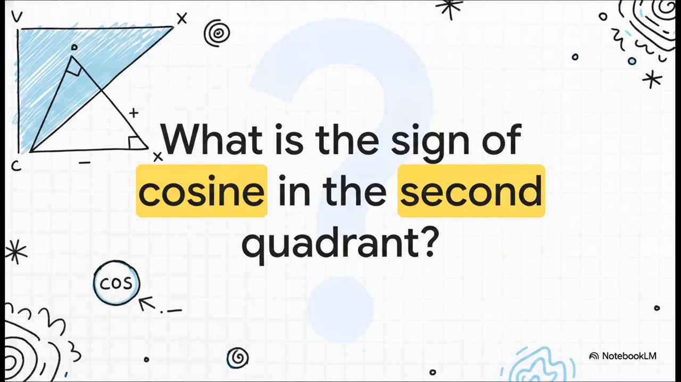All right, let's do a quick pause check to test your recall on those coordinate rules we just set up. Here's your question. If an angle is in the second quadrant, so that's the top left section of your graph, what is the sign of its cosine? Is it positive or negative? Take a second to really think about the x and y coordinates in that specific quadrant.